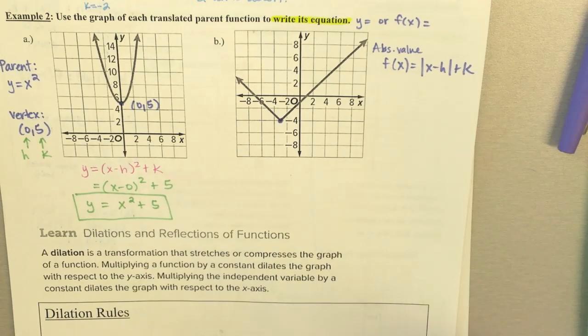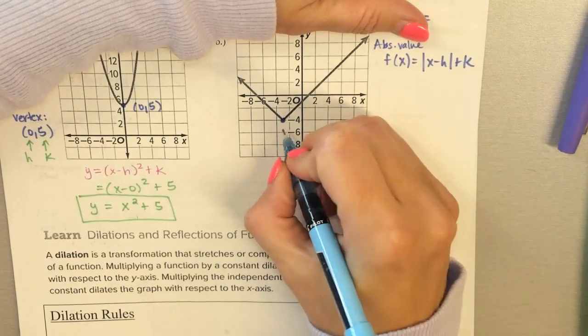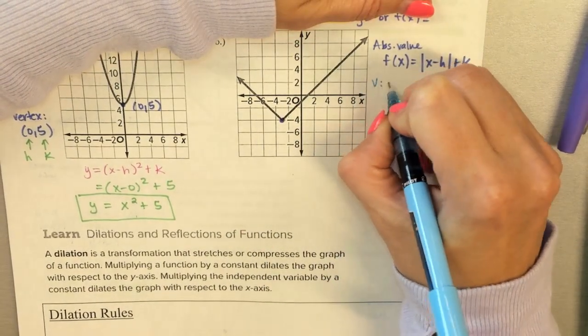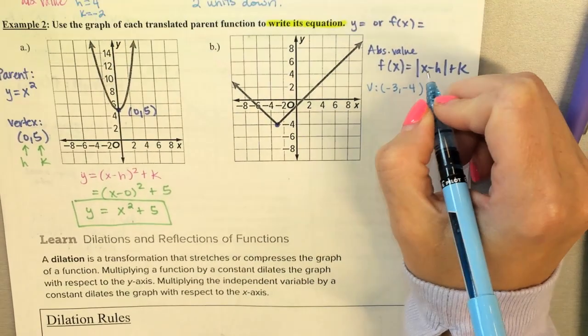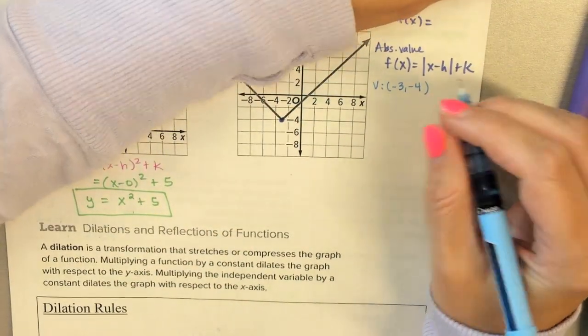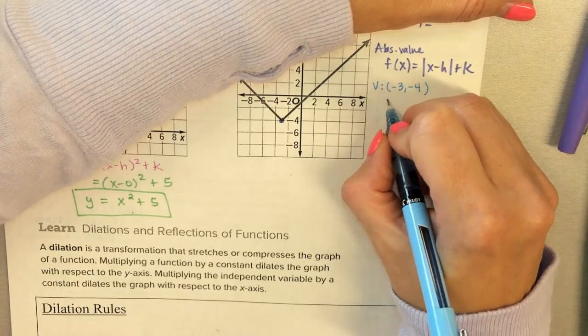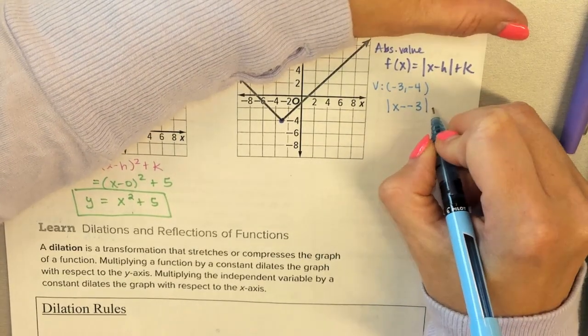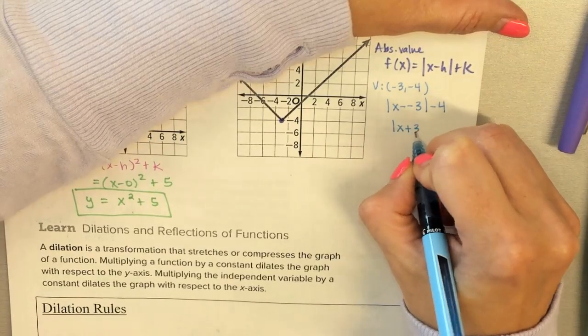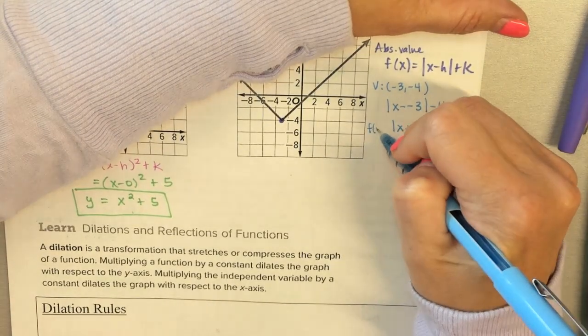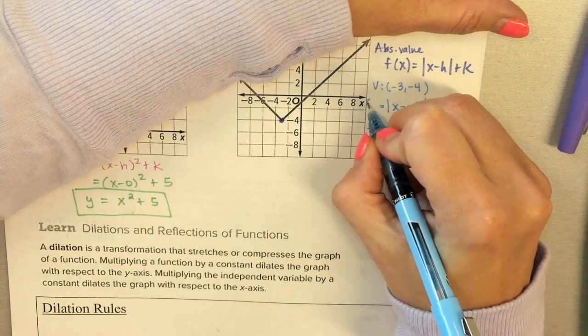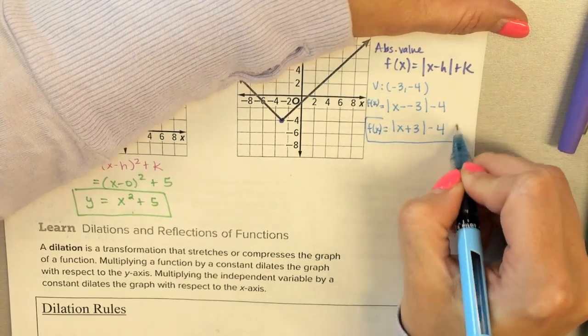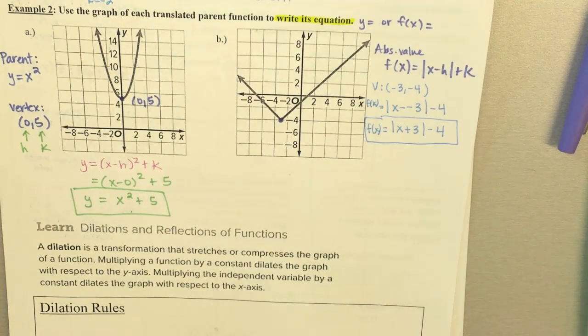Okay, so you have -3, -4. So your vertex is -3, -4. And then when you plug this in, x minus a negative 3 is going to transform to x plus 3. I decided to use f of x for this, just so you had an example of each. Again, it doesn't matter to me whether you have f of x or y equals, just as long as you have an equation. So make sure that you have the plus here, because minus the negative is going to turn into the positive.